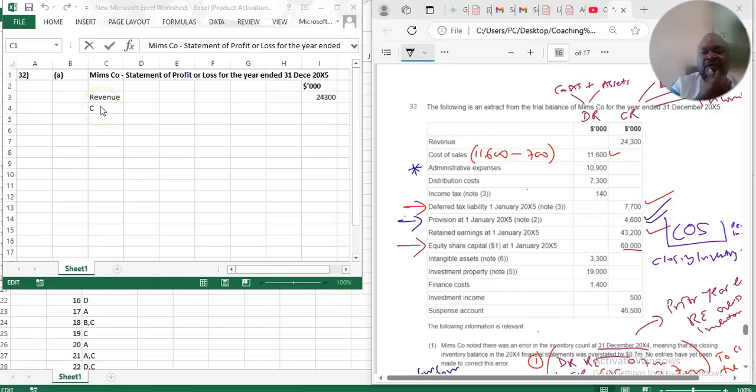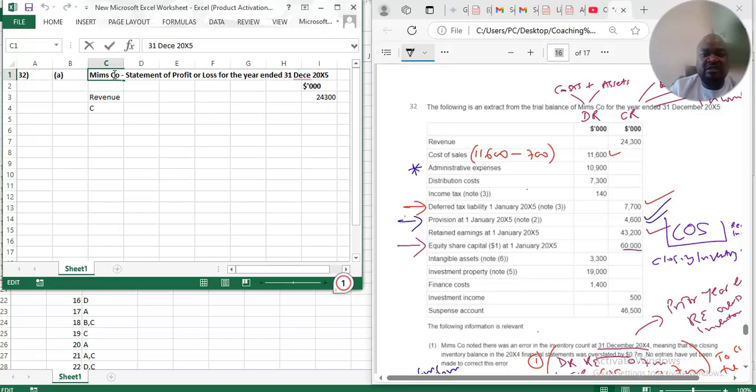Okay, guys, so we are trying to create the Mims core statement of profit or loss for the year ended 31st December 20x5. So please bear with me as I try to construct this statement. Here I wrote the wrong spelling for December. Okay, examiners don't want those silly mistakes. So some of the figures, just copy them as they are. Cost of sales.